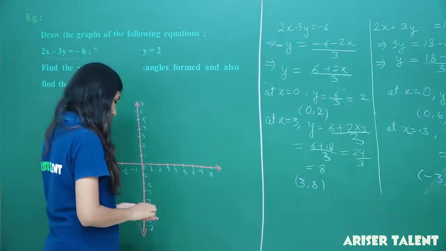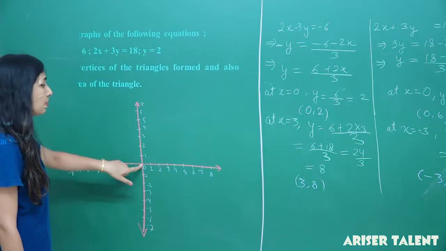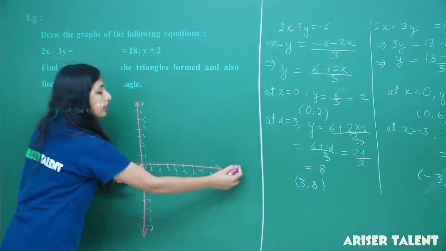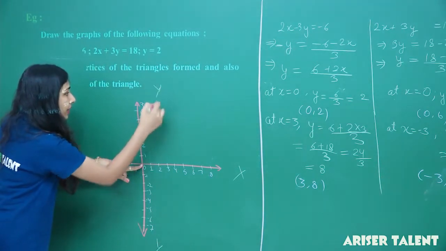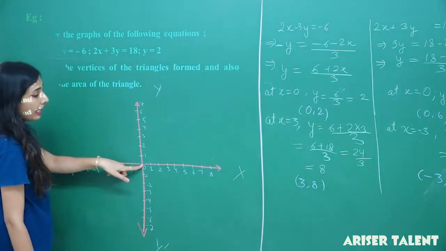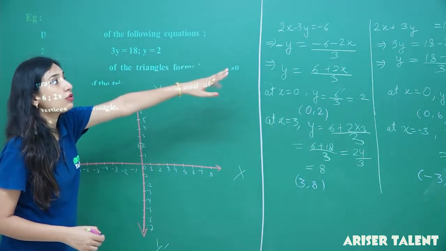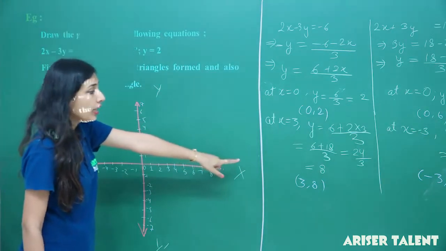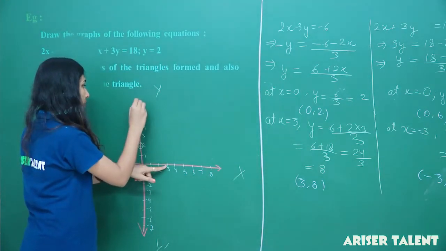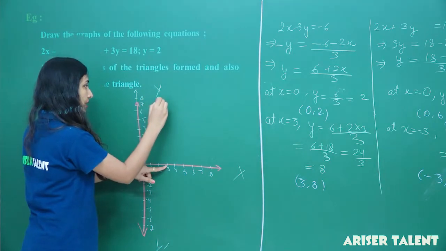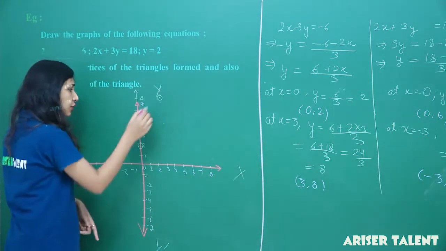So x equals 0, I'll be taking some color. Now it's at 0. X equals 0, the value of y here, this is y axis, x and x dash, then y and y dash. So, 0 and value of y 2. So this is one point for this line, 2x minus 3y equals minus 6 I am talking about. Now the second value is 3 and 8. Now 3 is here. Now 8, 8 will go down like this. So that will be something like there. So this point and this point.